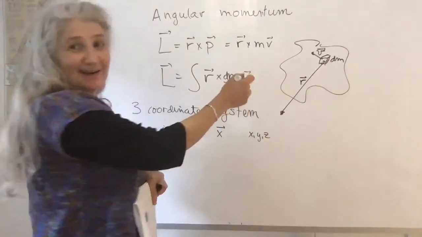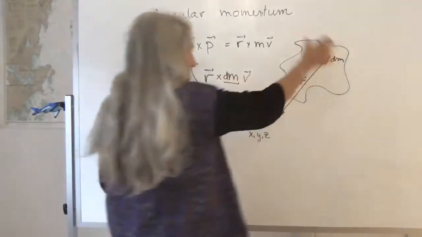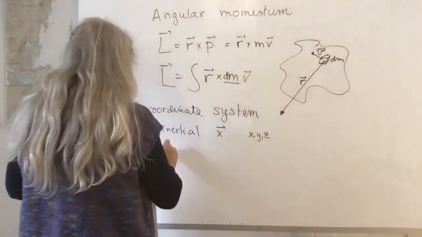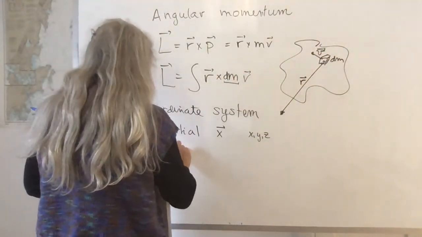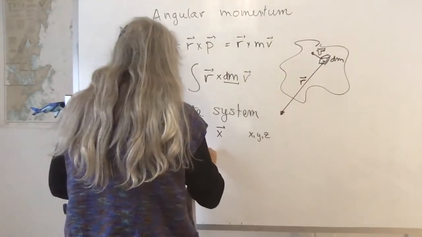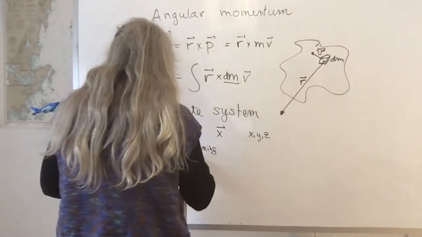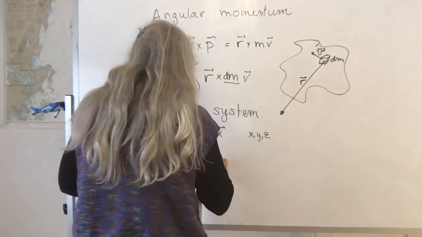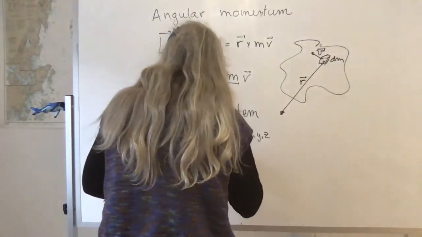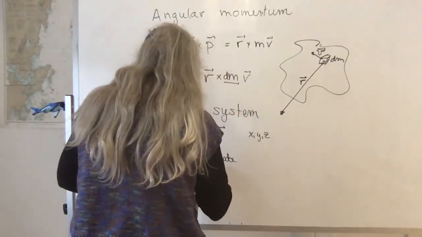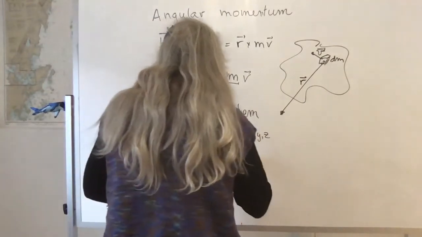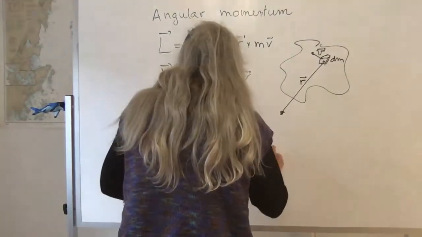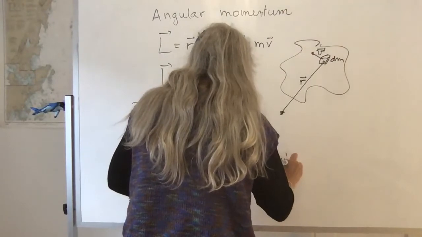Now we'll subtract off the center of mass of our rigid body. So we have a non-spinning center of mass coordinate system. So I'm going to call that X prime, Y prime, Z prime.